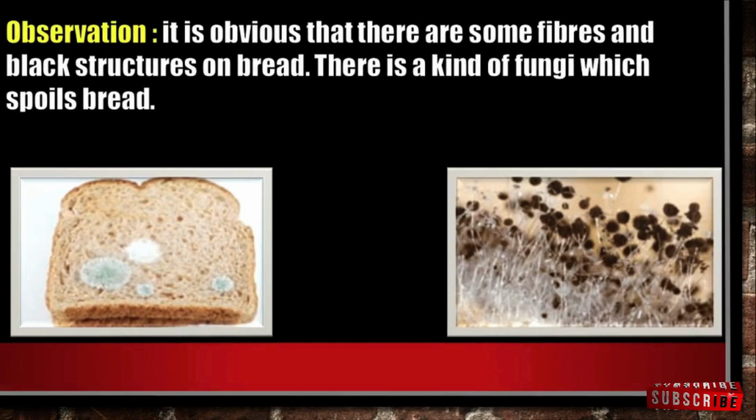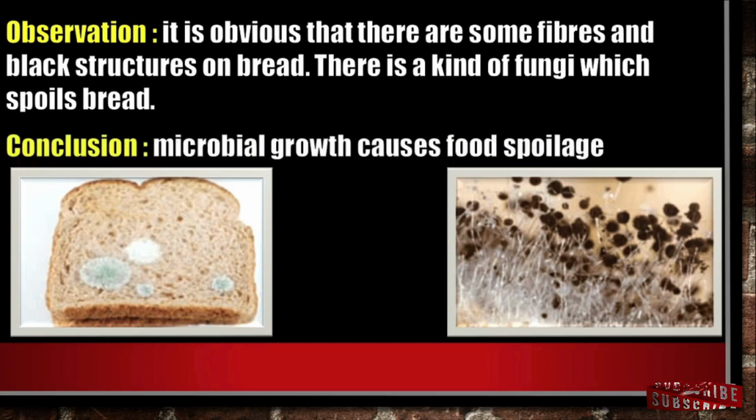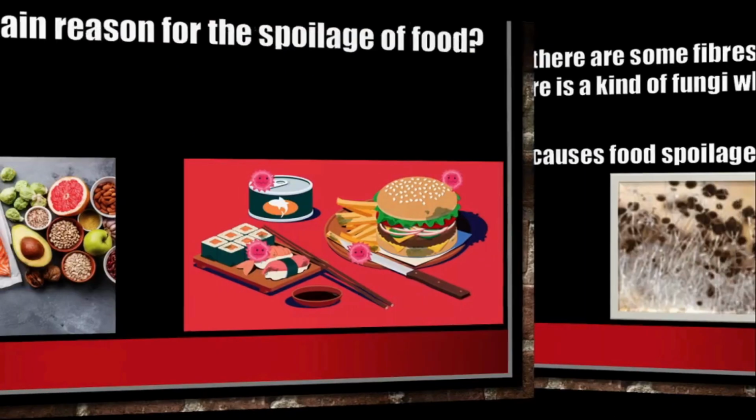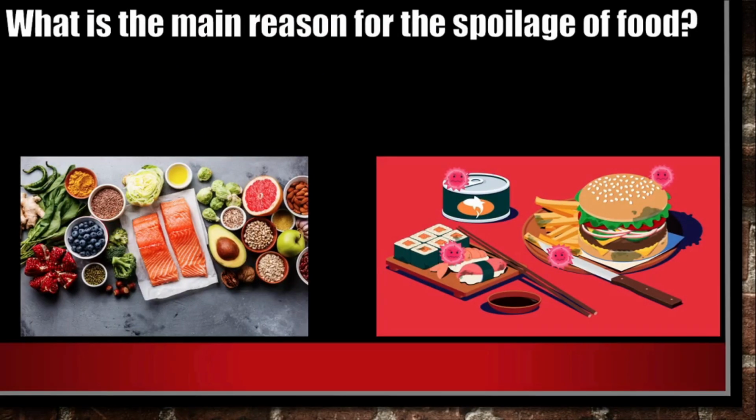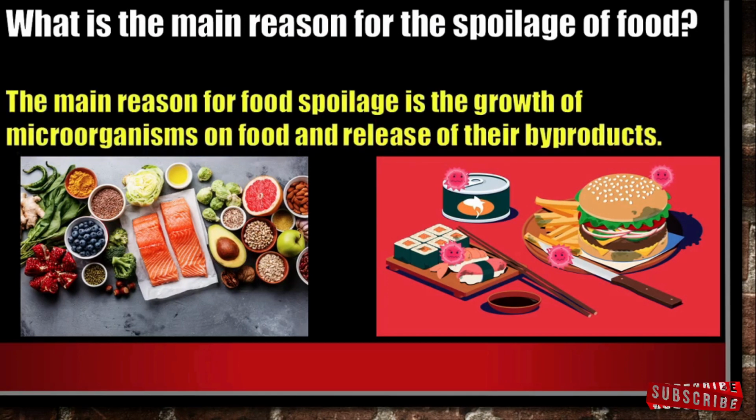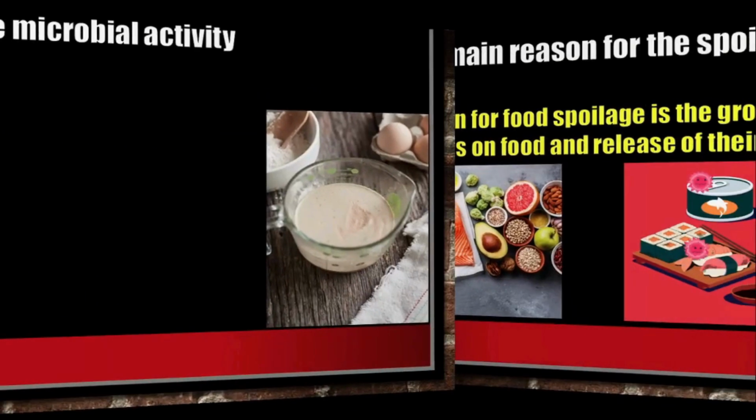Observation: it is obvious that there are some fibers and black structures on the bread. There is a kind of fungi which spoils bread. Conclusion: microbial growth causes food spoilage. What is the main reason for food spoilage? The main reason for food spoilage is the growth of microorganisms on food and the release of their byproducts.